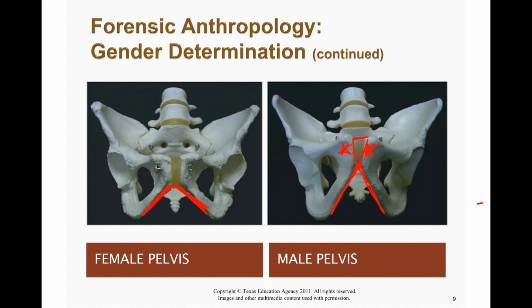So that's one of the easier ways for us to tell the difference between the male pelvis and the female pelvis. You're just looking at that angle. Now, some of them are fairly close to each other, and sometimes we do have to pull out a protractor and measure, but for the most part, you can kind of eyeball it.